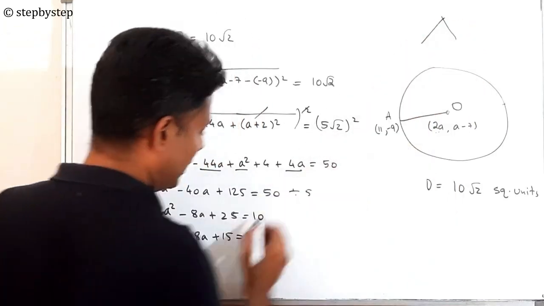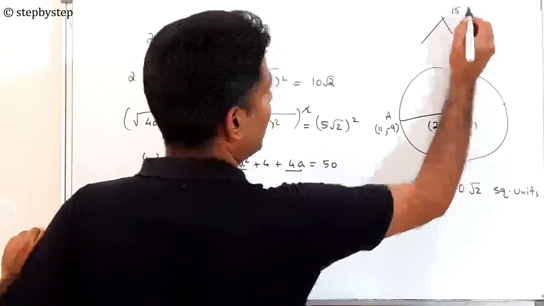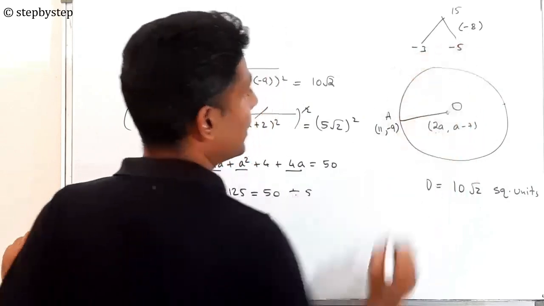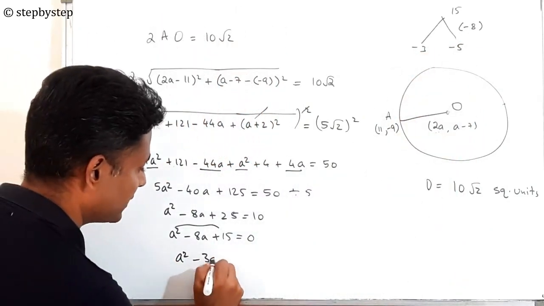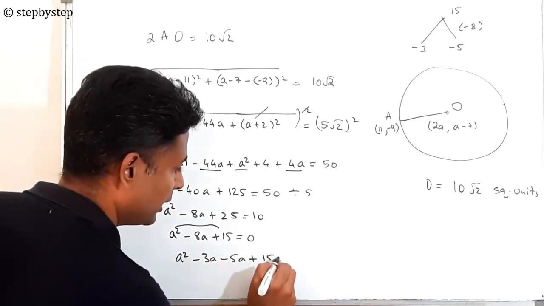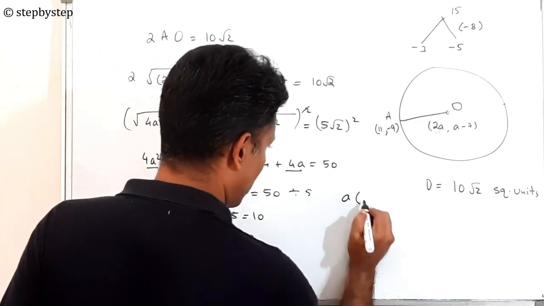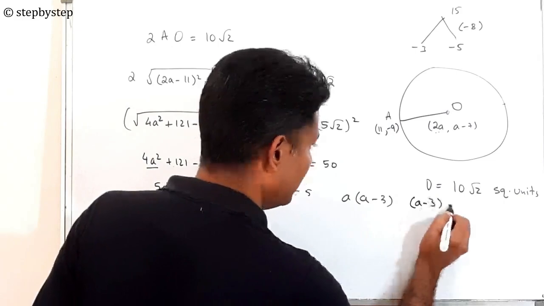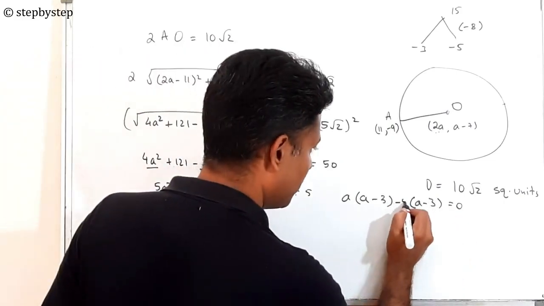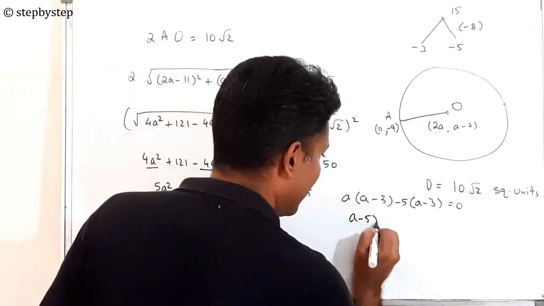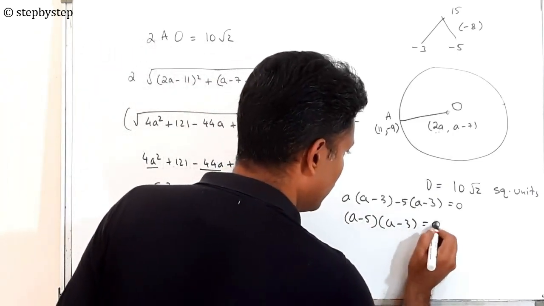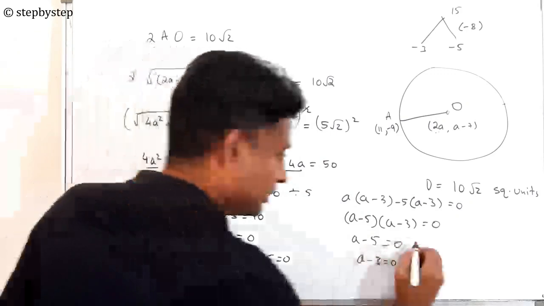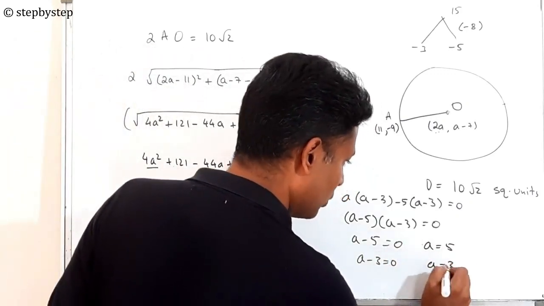Split the middle term. When you multiply, you should get first into last, that is 15, and when you add you should get what is in the middle, that is minus 8. So what do we get? Minus 3 and minus 5. So here it becomes a square minus 3a minus 5a plus 15 equal to 0. What is common in these two? A is common, so I'll get a minus 3 from here, which means here also I should get a minus 3 equal to 0. So what should I take common? Minus 5. So I get a minus 5 into a minus 3 equal to 0, which means a minus 5 equal to 0 and a minus 3 equal to 0, which means I get a equal to 5 and a equal to 3.